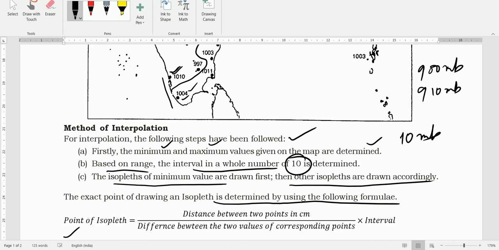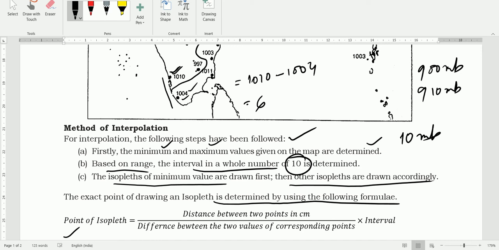Then what is the difference between the two values here? We have to subtract, 1010 minus 1004, and accordingly you get the difference between the two values of corresponding points. So 1010 minus 1004 is equal to 6. The difference between the values of corresponding points is 6.